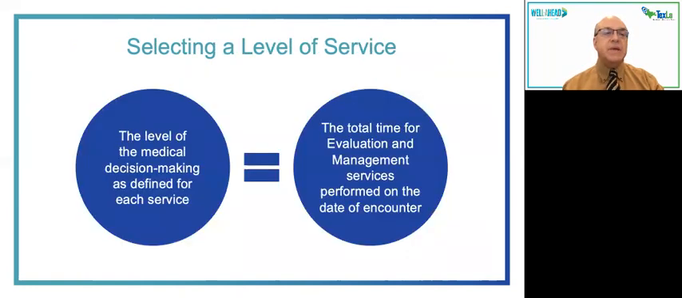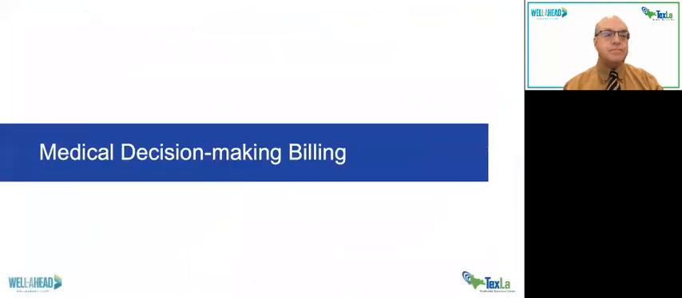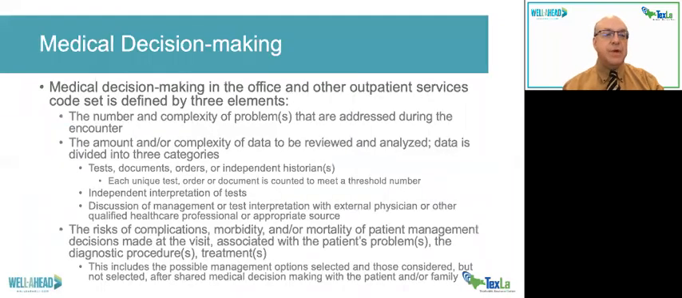So when you select a level of service, the level of decision-making as defined for each service can equal the total time for evaluation and management services provided on that date of the encounter. So you can either go between each one of those, and it is really kind of similar. So we'll talk more specifically if you're going through the medical decision-making billing level of this. We'll kind of go through those.